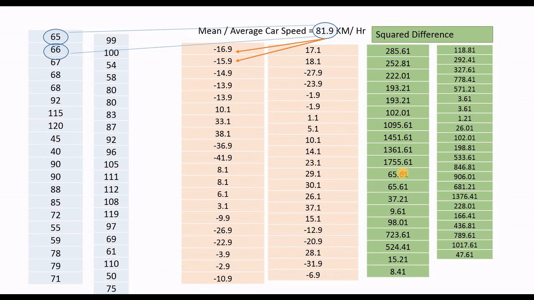Now next in the definition was the sum total of the squares. We have to add all of this green column to get the sum of squared difference. This green column is the squared difference, and if we add all of it, we get the sum of squared difference, which is 17914.81.